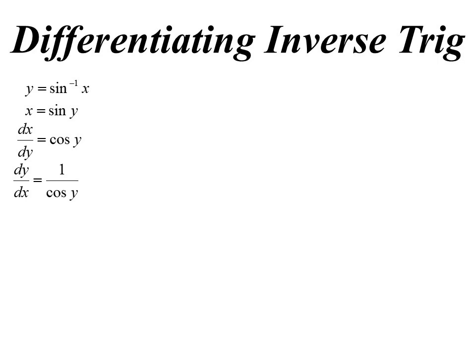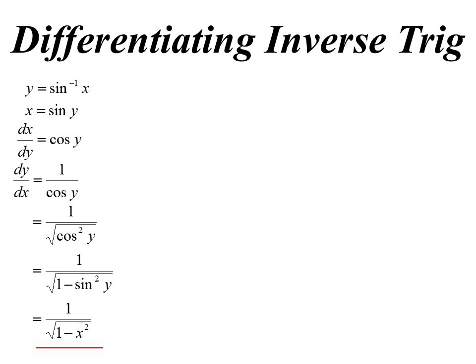We tend to have it in terms of x though. Let's play around with that. The cosine of y, I could rewrite as the square root of cosine squared. Cosine squared is 1 minus sine squared. Sine is what we said x was, so we get it in terms of x: 1 over the square root of 1 minus x squared.